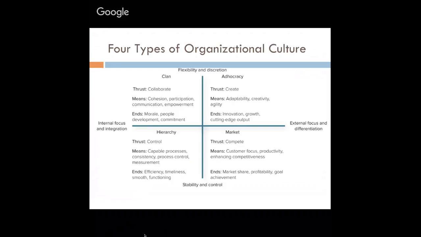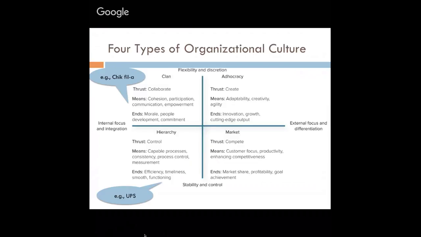And the combination of these 2, flexibility and discretion versus stability and control, and internal focus versus external focus, is what provides us these 4 distinct types of cultures. So what are these 4 distinct types of culture? The first one, clan culture. The clan culture is tribal in a way, and Chick-fil-A is a very good example. Clan culture is signified by very strong internal focus. They're very focused on people, on morale, encouraging flexibility and collaboration.